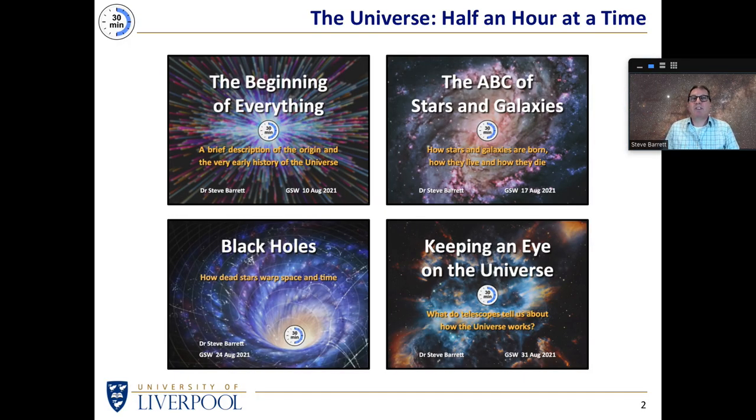So this is the second talk in the series of the universe half an hour at a time. Last week I was talking about the beginning of everything, describing how the universe made all of the hydrogen in 3 minutes, and now we're going to see what happened to all of that hydrogen. How did it get used?